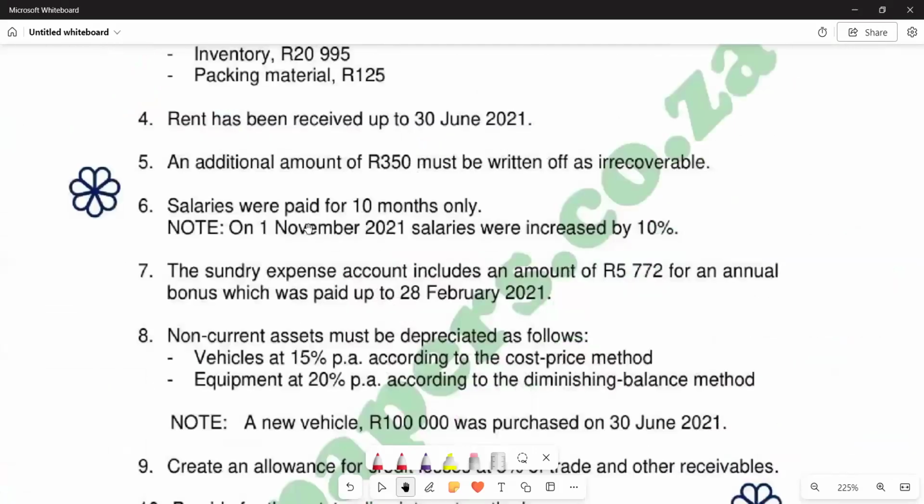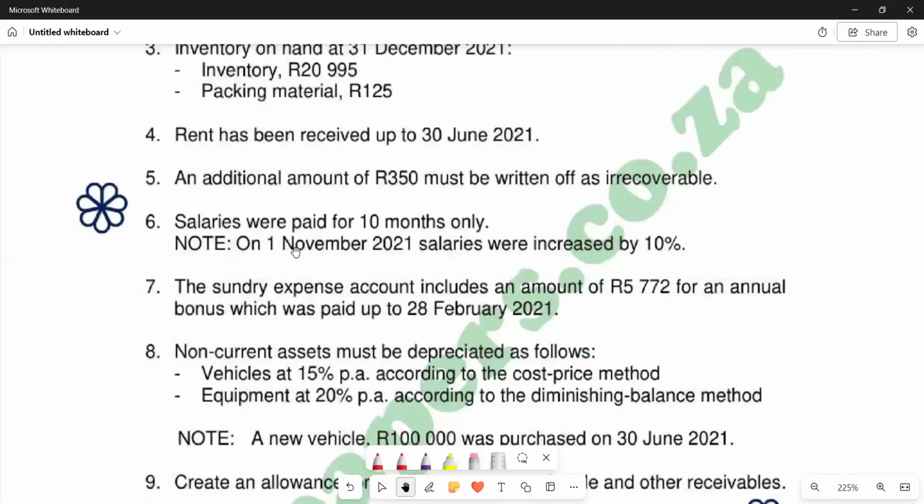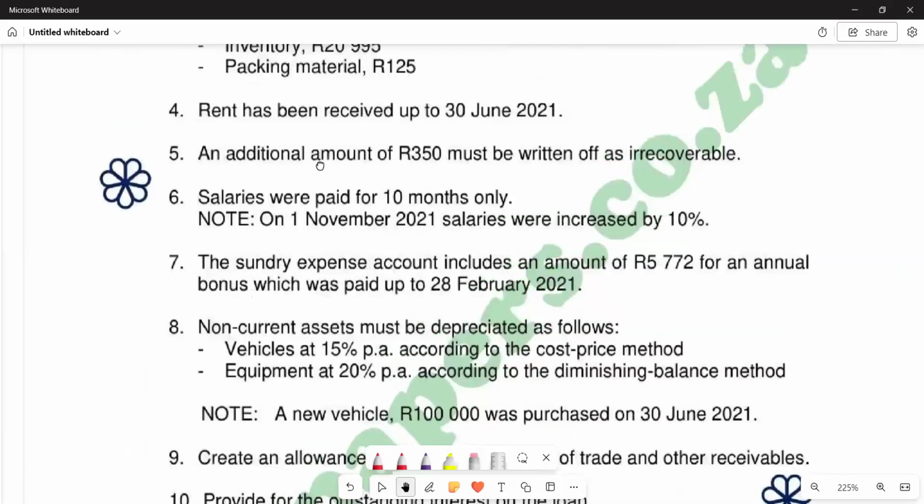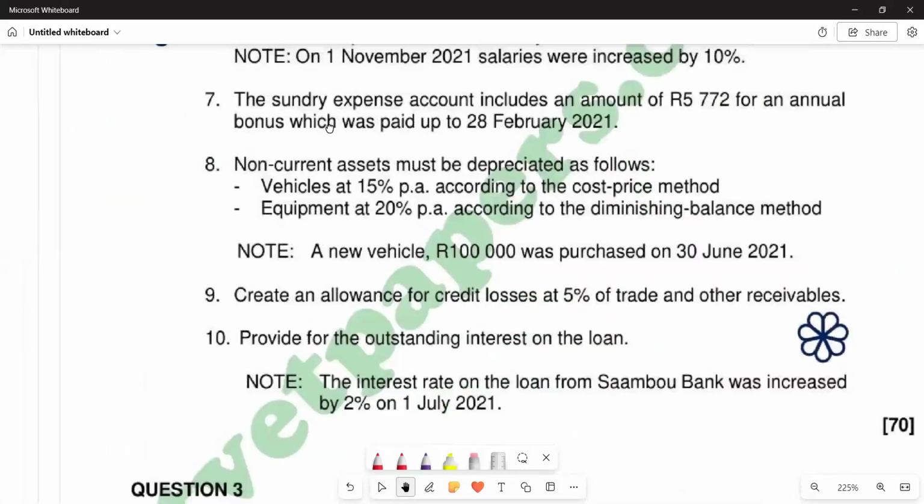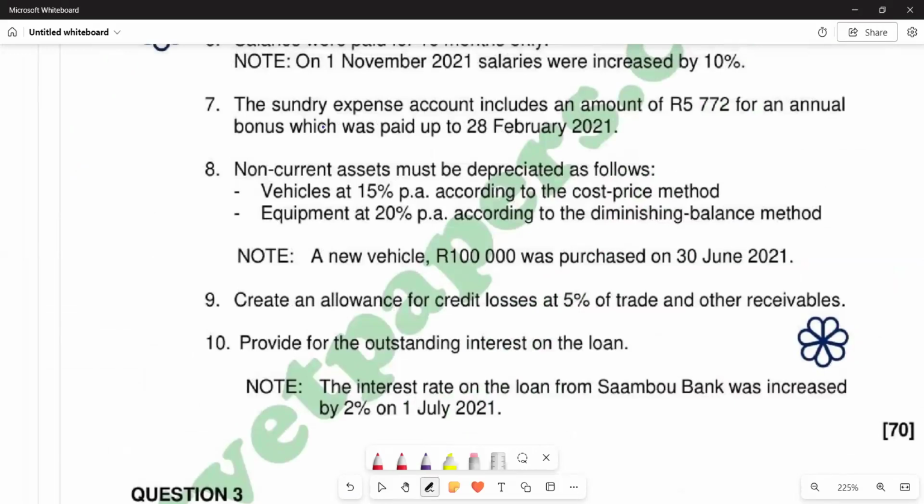If you come here in additional information, let's see the level of credit loss. We are here on item 9, which says create an allowance for credit loss at 5% of trade and other receivables. So we are going to say 5% of trade and other receivables, but we need to see if there's any adjustment again in the question.